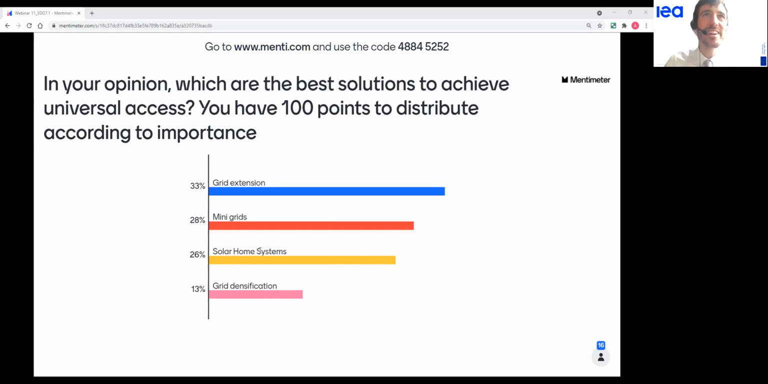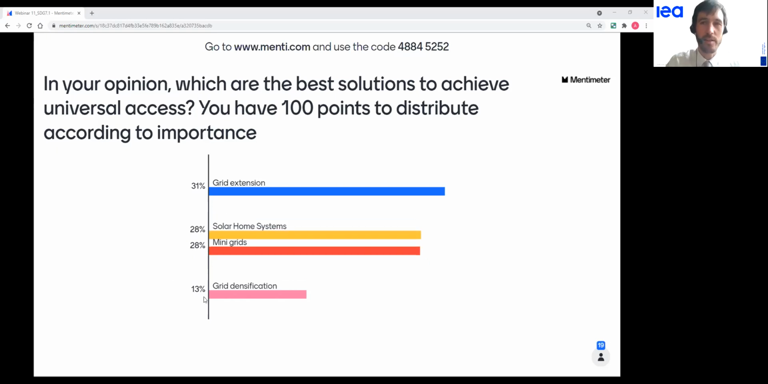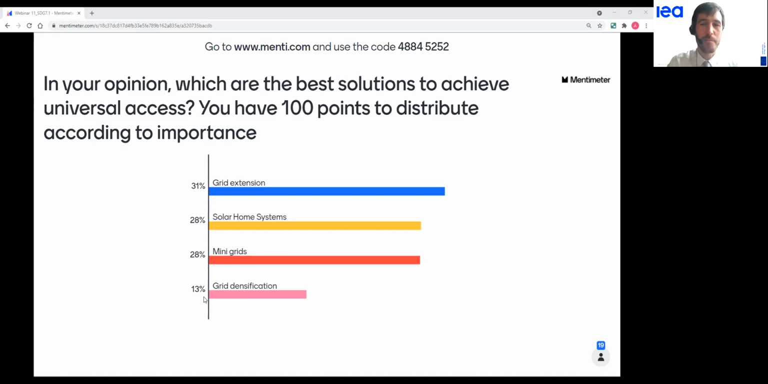Okay, very interesting. Thank you for your answer. So grid extension is rating very high, and grid densification is at the bottom. That's an interesting point. That would mean that where the grid is, there is no such need to densify it and to give further access to people who would be close to the grid but not connected. But on the contrary, grid extension would mean that there is a need for bringing the grid and the lines further to places which are not electrified at all.